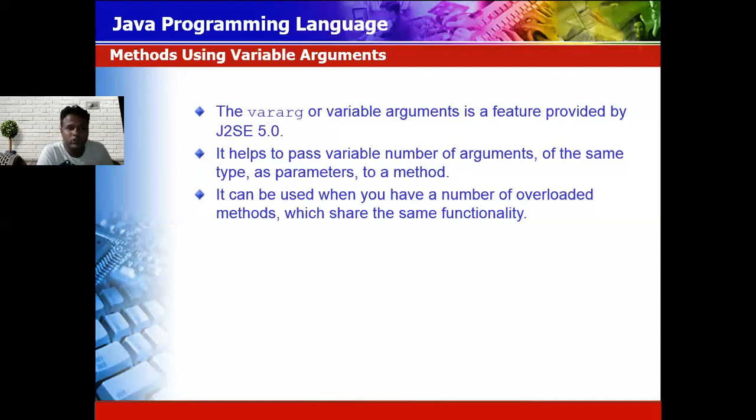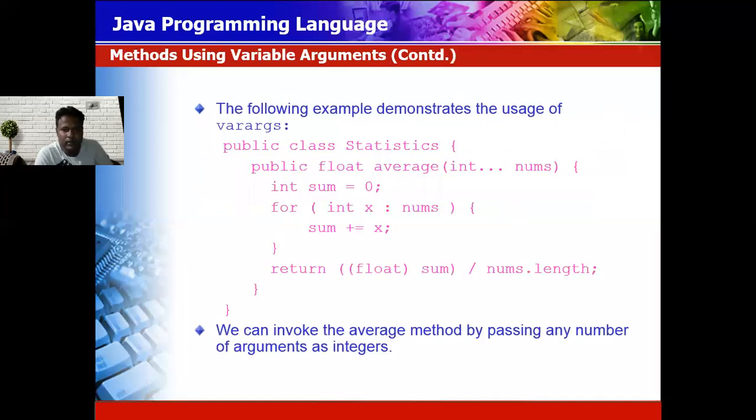It can be used when you have a number of overloaded methods which share the same functionality. So when you have a number of overloaded methods which share common functionality, in those cases we use a variable argument. For defining a variable argument, let's go for an example.